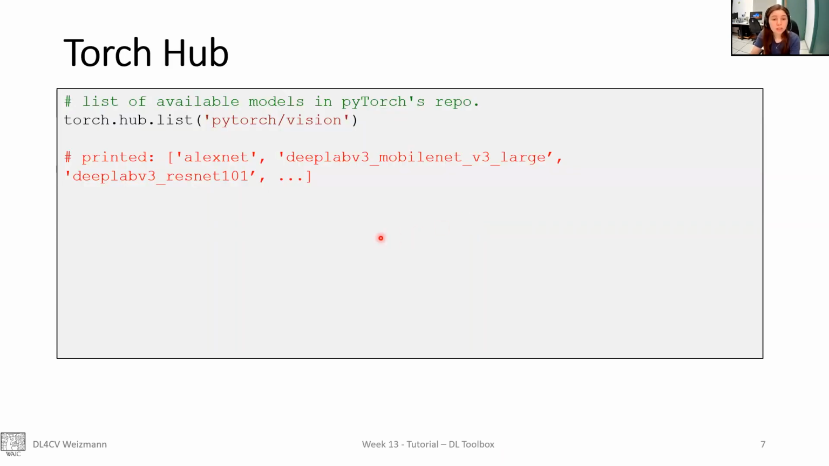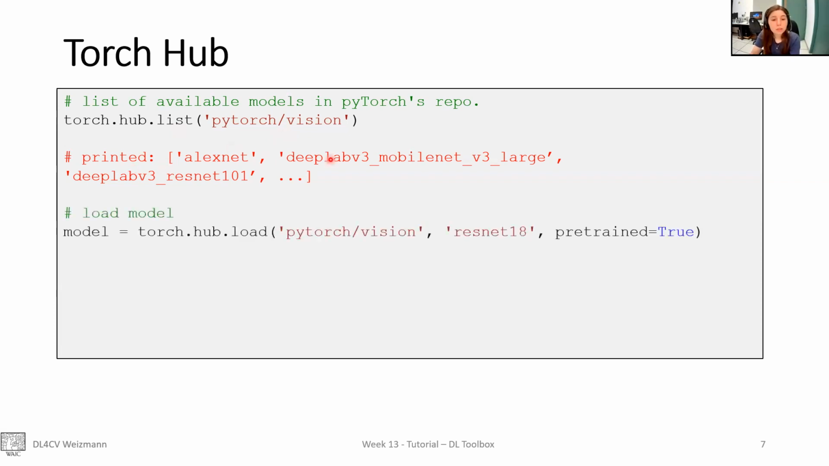First of all, you want to see which models are available to you. This can be done using the torch.hub.list command. All you have to give is the PyTorch Vision repo name as an input, and you receive the list of all the available models. Actually, besides the default PyTorch repository, there are also other repositories hosted by different research groups that could also be relevant for you. So you're more than welcome to explore this.